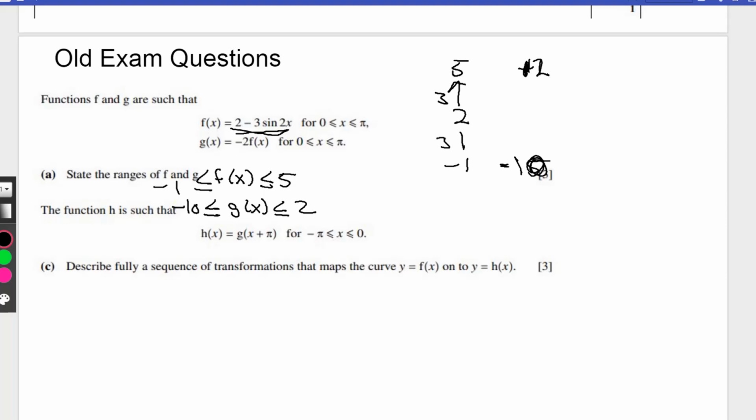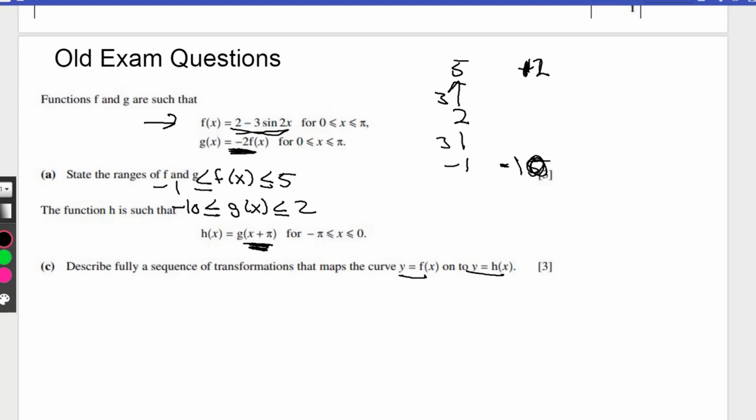All right, now, in the next part, it says that we're doing this. This means it's going to shift to the left by pi, okay? So we're going to say, and again, it's a horizontal shift. So let's say, describe fully what goes on from f of x to h of x. So we start with this, and then we do this, okay? And we can't forget this.